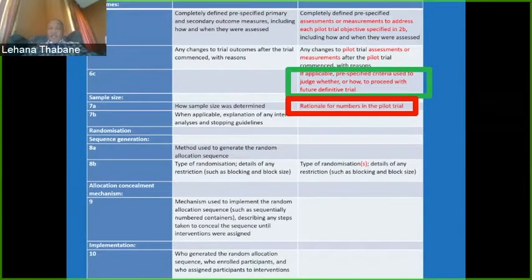This is another item which in the original says how the sample size was determined. In this case, we say provide the rationale, justification for the sample size for the trial. This, in many cases, may or may not involve calculations for the sample size. But there's various ways. What's important is some rationale or justification needs to be provided.